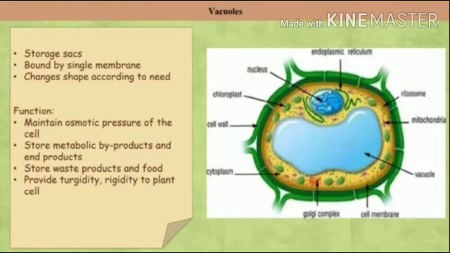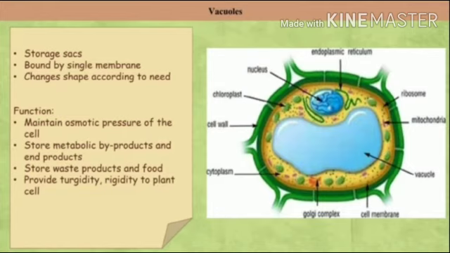Now the next type is vacuole. Vacuoles are the storage sacs for solid or liquid content. They don't have any typical shape or size. The structure of the vacuole changes according to the need of the cell. Vacuole is bound by a single membrane.